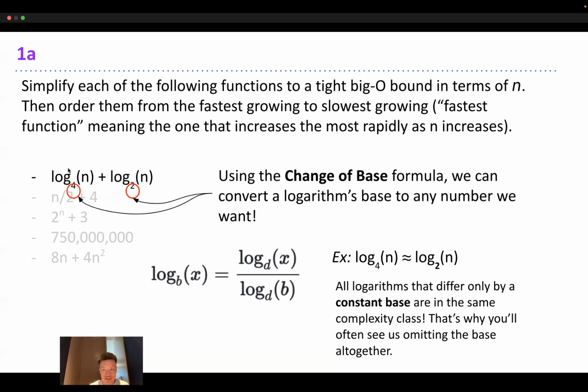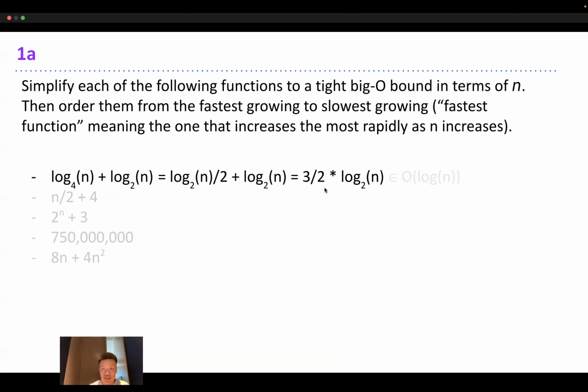So this is really just basically log base 2 of n plus log base 2 of n, which is 2 log base 2 of n. But again, we don't really care about coefficients and constants like that. So this is just going to be log of n.